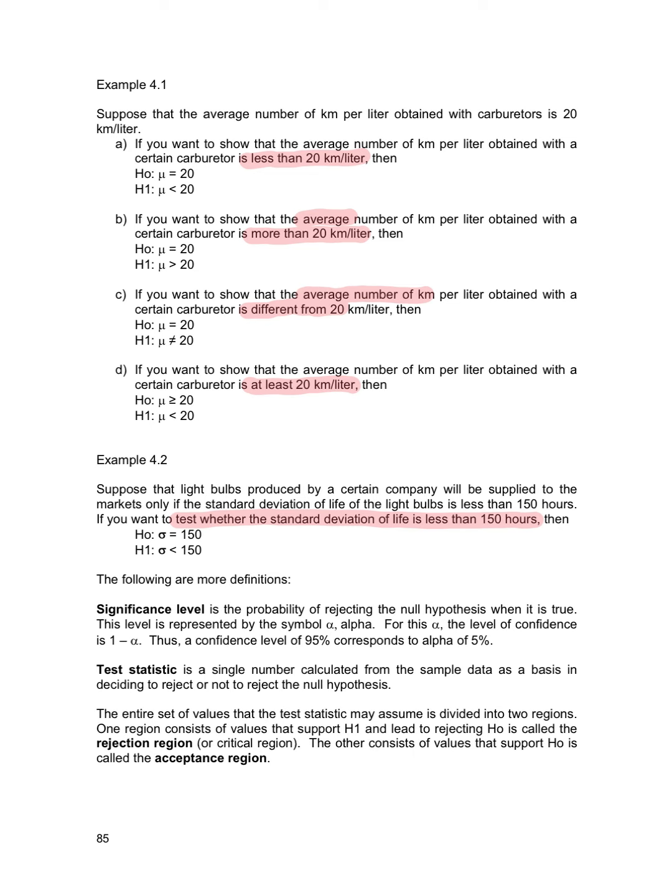So the significance level, again, is the probability of rejecting the null hypothesis when it is true. For the significance level we use the symbol alpha. So it is direct like that, for example, test at 5% level of significance.